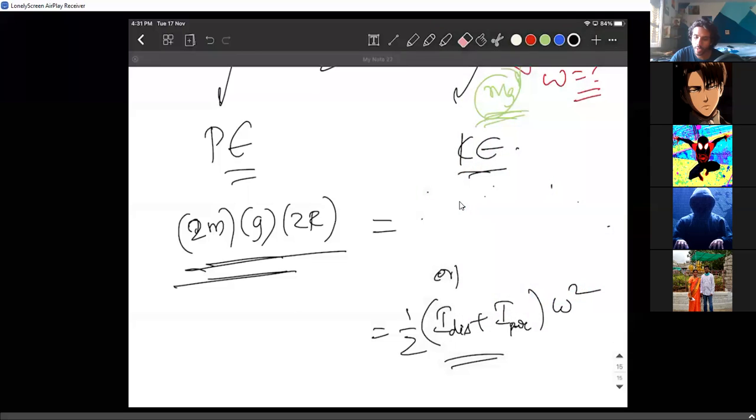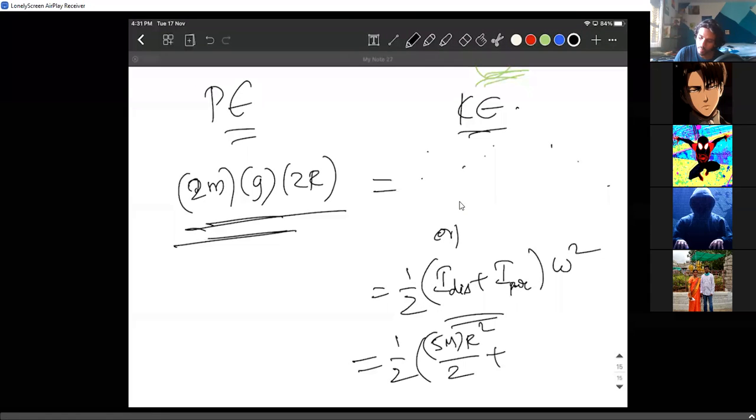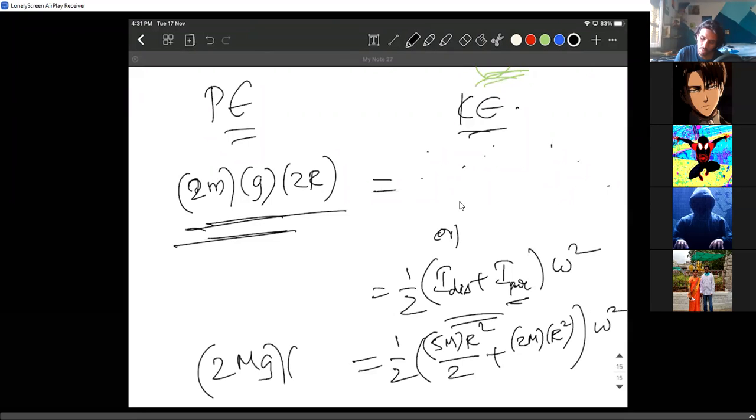So I'm going to write the disk's moment of inertia. How much is it? Half mr square, so 5m is the mass, r square by 2, plus the particle's moment of inertia, 2m into r square, basically mr square. So 2m is the mass into r square, equals to omega square. So 2mg into 2r. You have to solve this entire thing. You'll find the value of omega, and that is how you do this kind of problem.